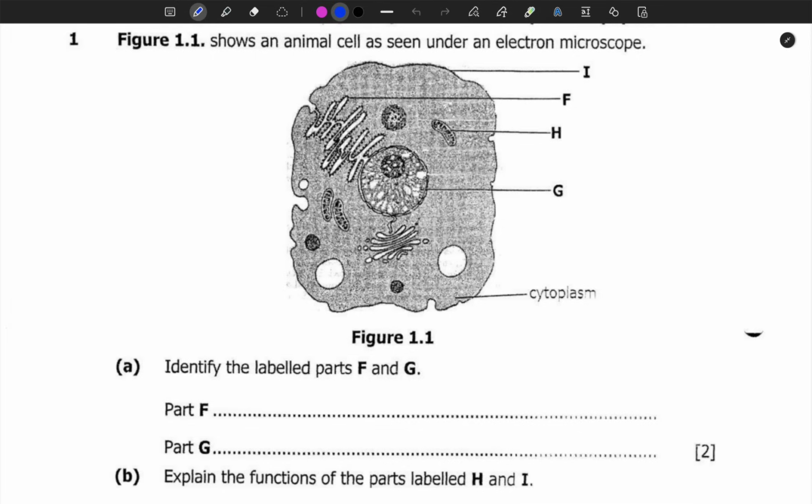So we have been given an animal cell with identified parts labeled I, F, G, H, and also we have an identified one, which is the cytoplasm. So the first question is, we are told to identify. To identify simply means to name the given structure. So we are told to identify the labeled parts F and G.